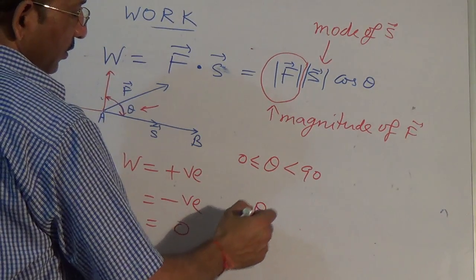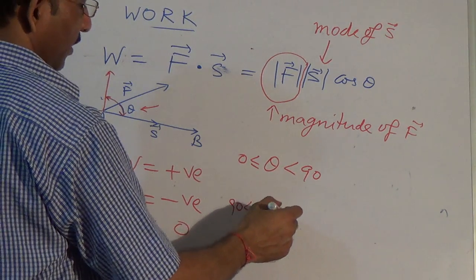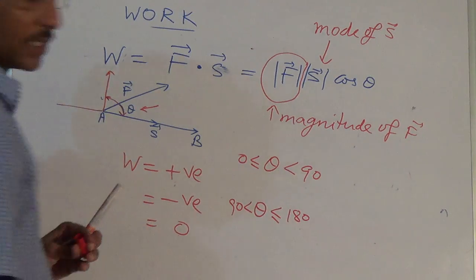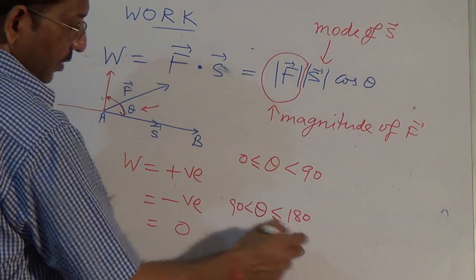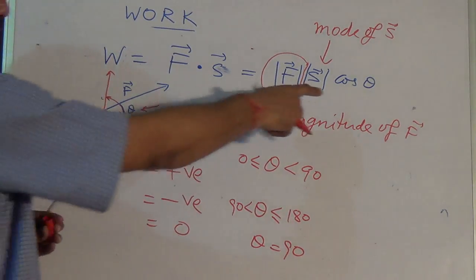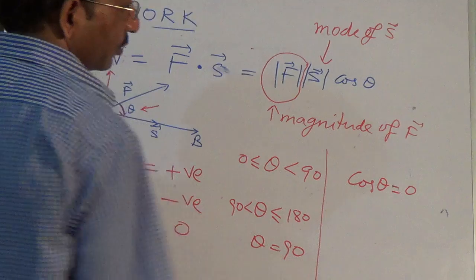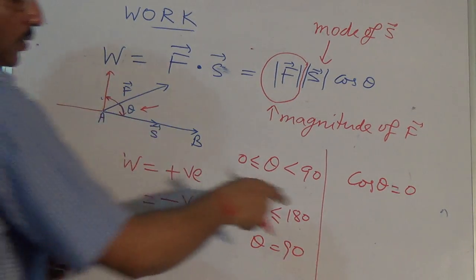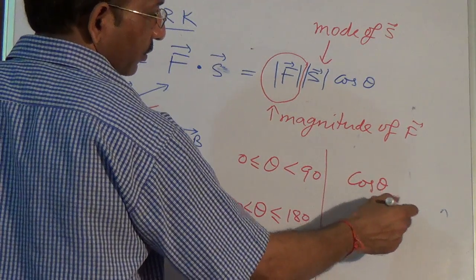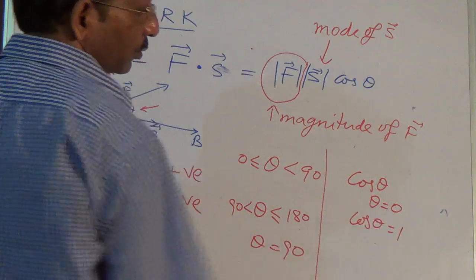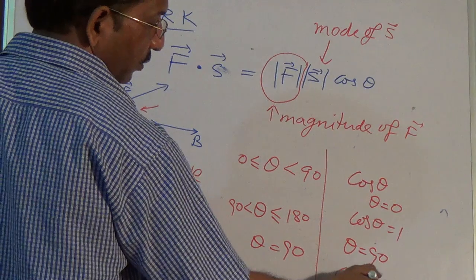When theta is greater than 90 degree and less than or equal to 180 degree, then this work will be negative. And when theta is equal to 90 degree, this will be equal to 0. So suppose F S cos theta. If theta is equal to 0, parallel to the displacement, cos theta will be equal to 1. But when theta is equal to 90 degree, cos theta will be equal to 0.